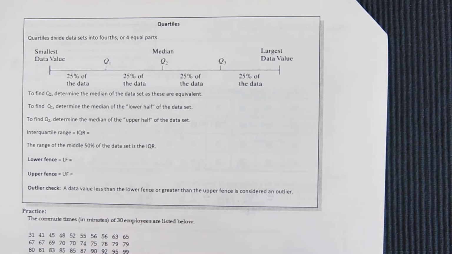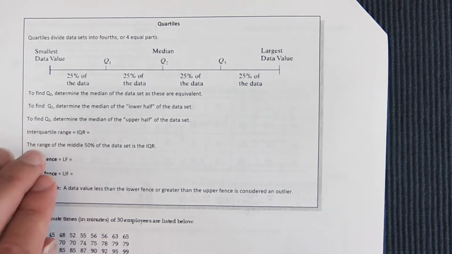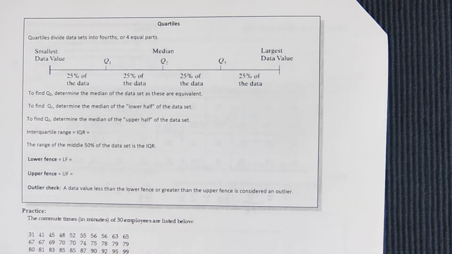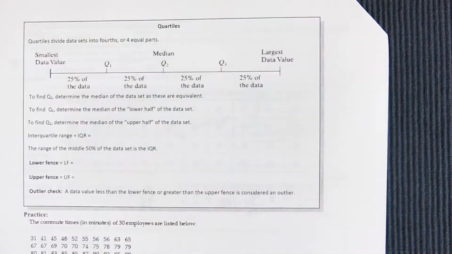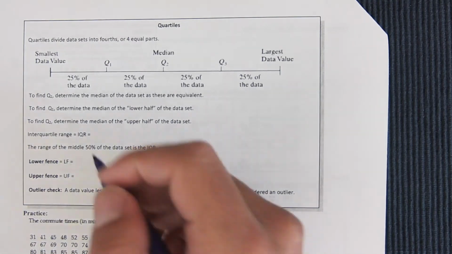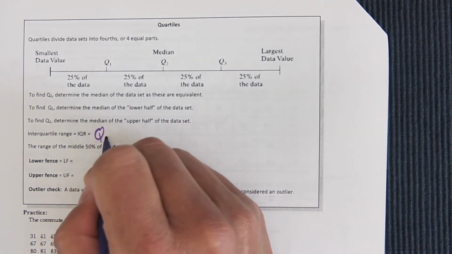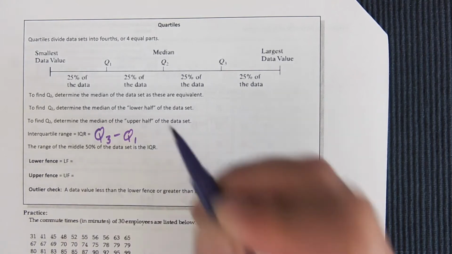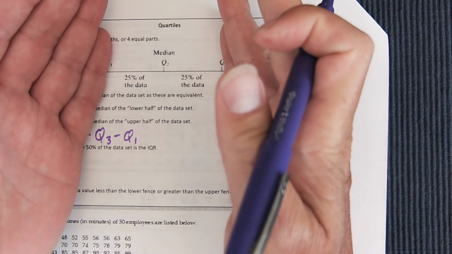Q2 is the median, and Q sub 3 and Q sub 1 are the median of these bottom two chunks here. And we need to find the interquartile range, which is going to be Q sub 3 minus Q sub 1, meaning the middle data there.